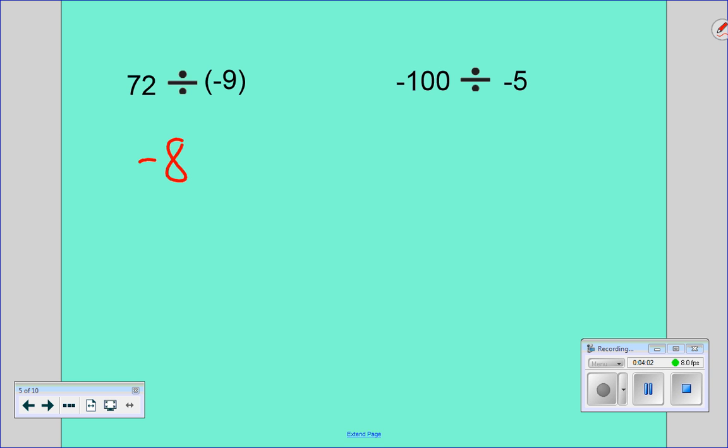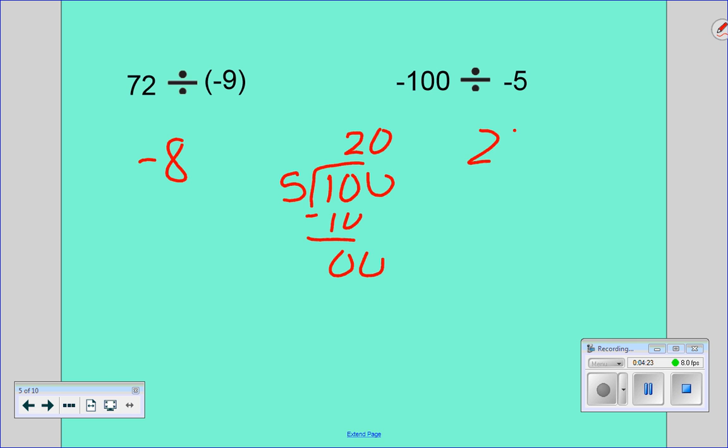This is way easy because you already know how to do half of it. What about the other one? -100 divided by -5. And if you don't know how to do it, guess what? It's okay to do this. It's fine to do that. It's fine. 20. Is it going to be a positive or a negative 20 though, Kale? It's going to be a positive 20. Nice work. Nice job.